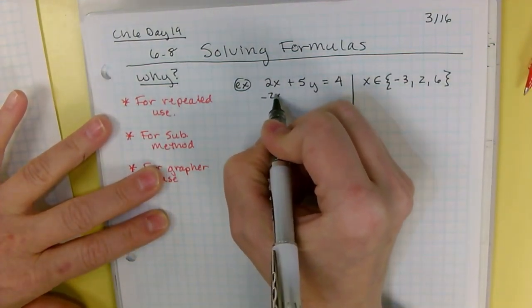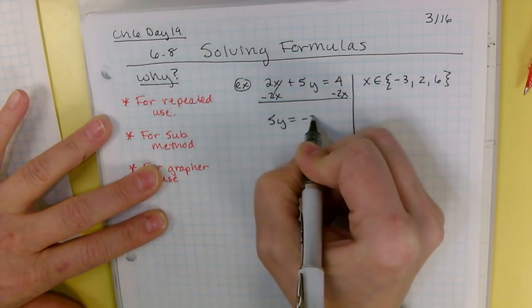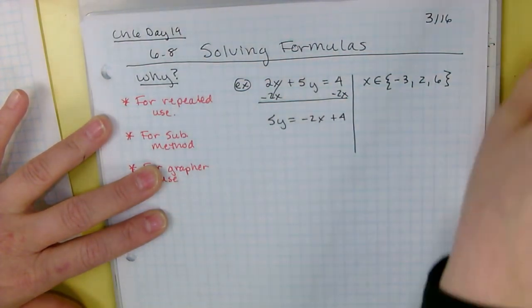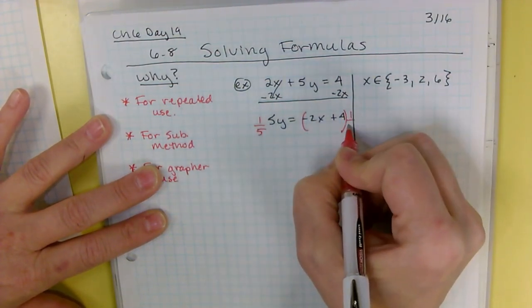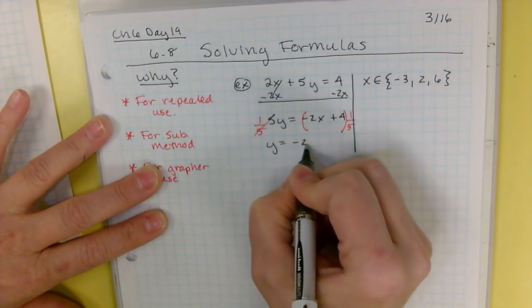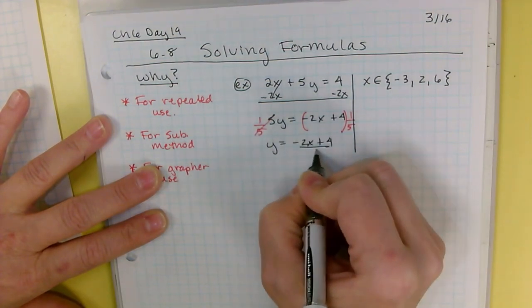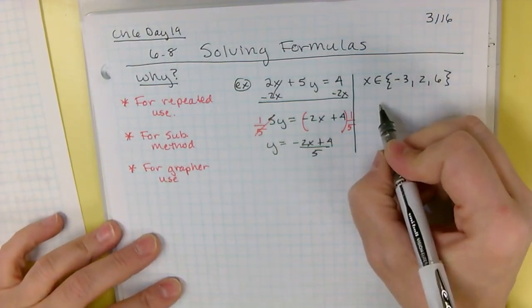So we would subtract 2x. So 5y equals -2x plus 4. Multiply both sides by a fifth. And you get y equals -2x plus 4 all over 5. This form will make it a lot easier. In fact, you'll probably even be able to do it in your head.